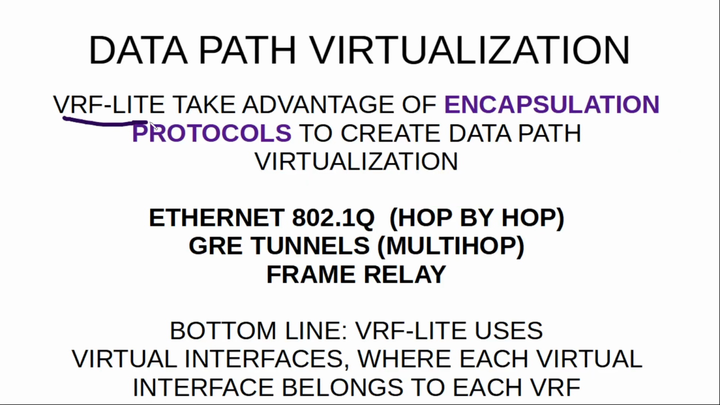Now, when using something that is known as VRF LITE, you can take advantage of encapsulation protocols in order to virtualize your path. And for instance, you can use these encapsulation protocols: 802.1Q, GRE tunnels, Frame Relay. The bottom line here for this idea is that VRF LITE uses virtual interfaces where each virtual interface belongs to each VRF.